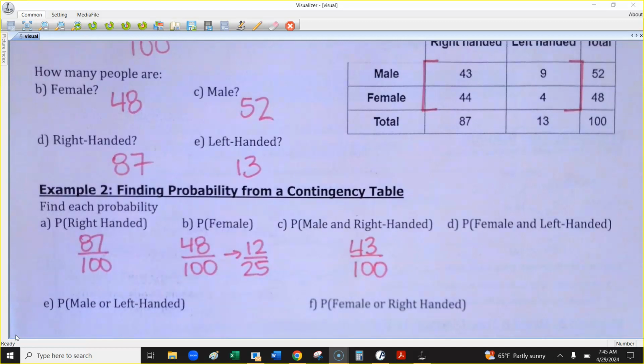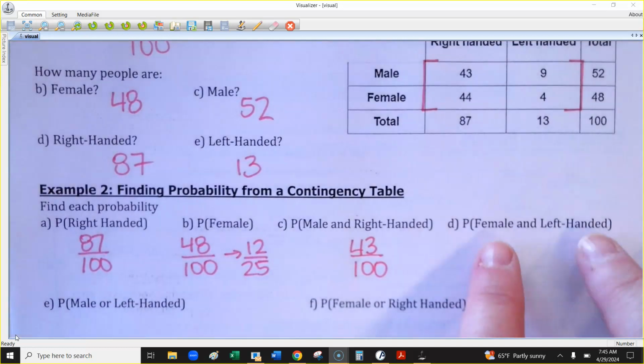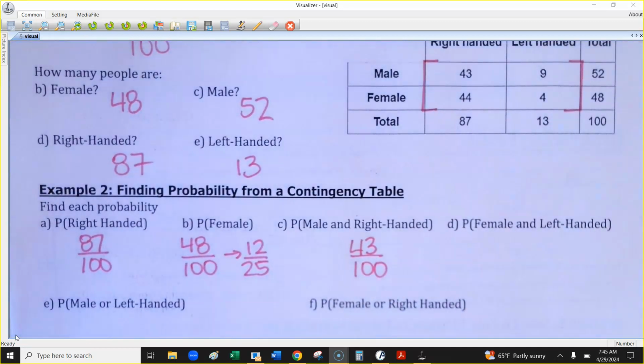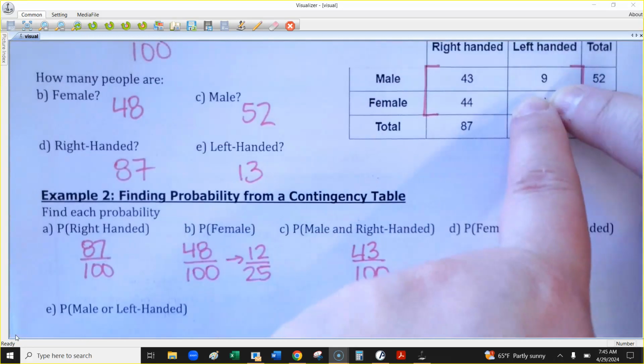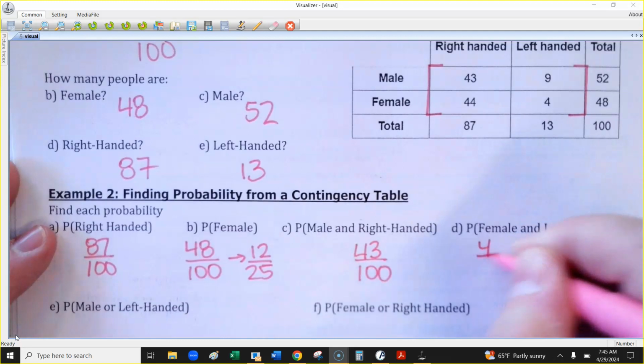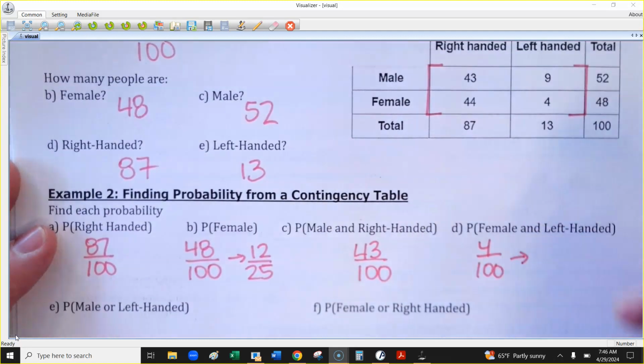Okay, so somebody tell me, what's the probability the person I pick at random would be female and left-handed? Yeah, exactly. Find that intersection, female, left-handed, there's your 4. 4 out of 100, and then we can reduce that, that'd be 1 out of 25.